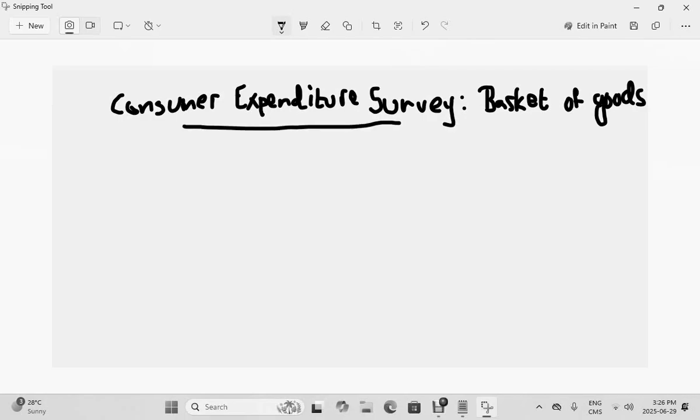Now, what ends up happening in this survey is the Bureau of Labor Statistics calls anywhere between 8 to 10,000 households all across the country. They collect surveys on what consumer spending patterns are like. They want to know how consumers spend their money, where they spend it, and what they spend it on.